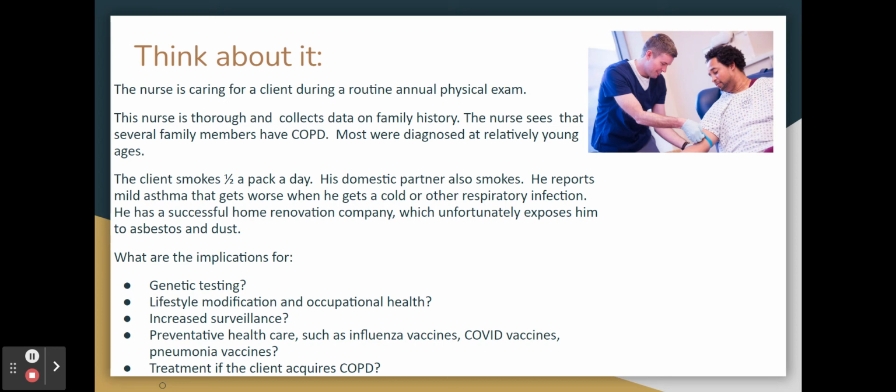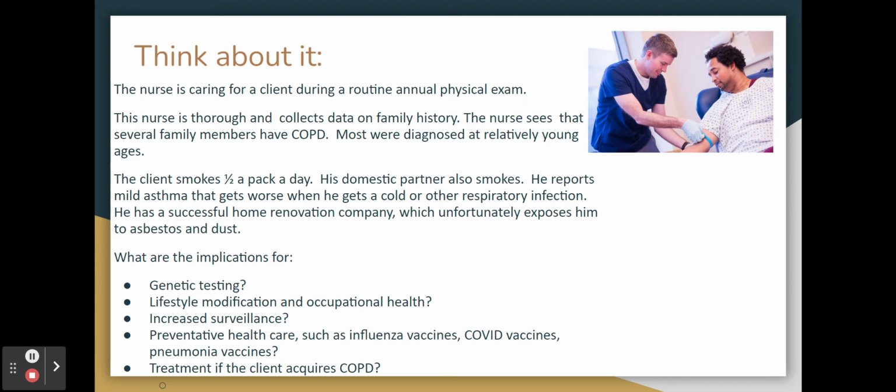So let's look at it in clinical context. I can't do this for every disorder because it'll take forever, but let's just think about how genomics can be applied to help people. So you're caring for a client during a routine annual physical exam. You collect data on family history. Several family members have a history of COPD. Don't write it off and say, oh, they were all smokers. That's what happened, especially if you see that most of them were diagnosed at relatively young ages.